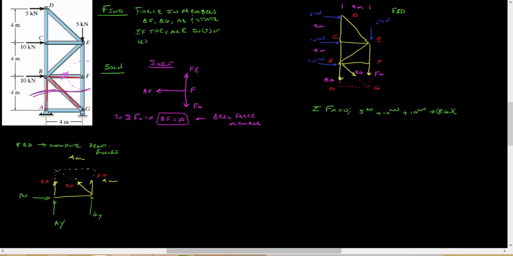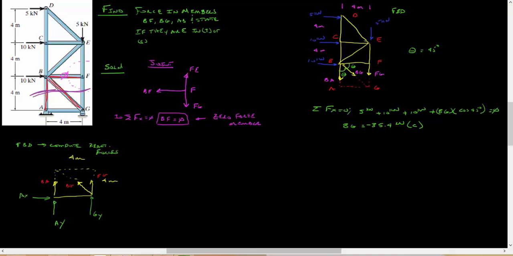times, now we know this is 4, we know this is 4, so we know that theta is equal to 45 degrees, so this is also theta. So you could say sine or cosine depending on what side you're looking at. I'm going to call it cosine 45 degrees, is all equal to 0. So when I compute this in my calculator, I got BG was 35.4 kilonewtons, came out negative, so this is in compression.